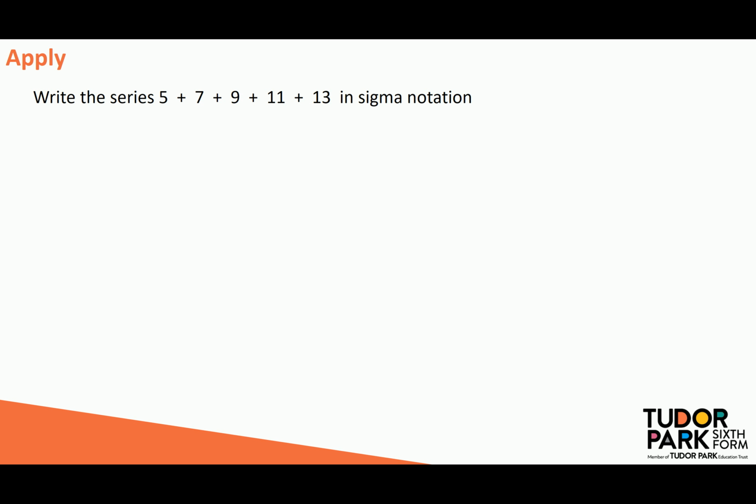Next up, we're going to look at how we write things into sigma notation. So we can see here that we've got a constant difference and first value 5, so a is equal to 5, and the constant difference here is 2. So this becomes the sum from k equals 1 to, I've got 5 terms here, of 5 plus k minus 1 lots of 2. So k is just my placeholder.